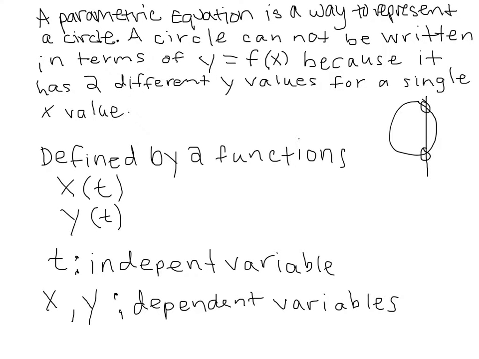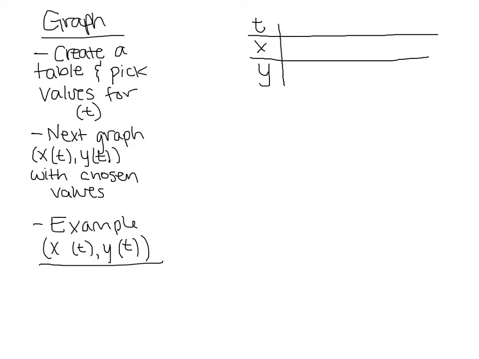Parametric equations are defined by two functions, x of t and y of t. T is the independent variable, and x and y are dependent variables. To graph a parametric equation, you need to create a table and pick values for t. Next, graph the coordinate points x of t and y of t with the chosen values.